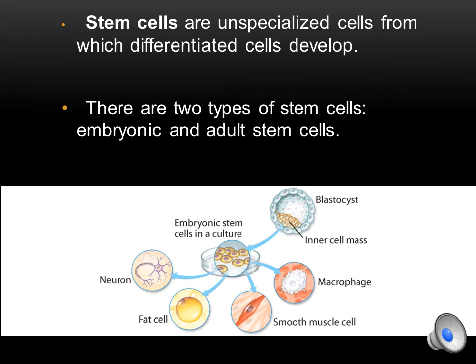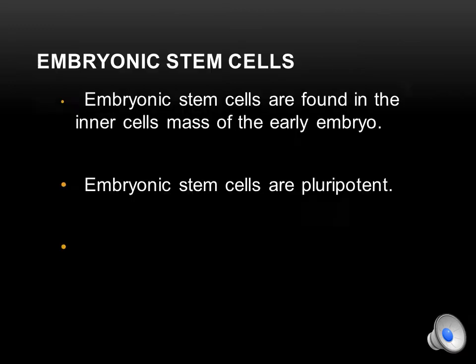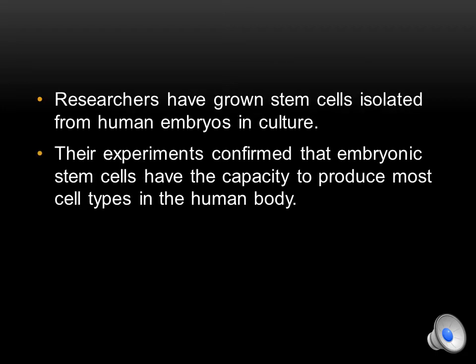So stem cells are unspecialized cells that develop into differentiated cells. You have two types of stem cells. You have adult stem cells, and then you have embryonic stem cells. Embryonic stem cells obviously are found in that inner cell mass of the early embryo, and they are considered pluripotent. Now, researchers have been able to grow human embryos in culture. We've talked about in vitro fertilization before. And these embryonic stem cells have the capacity to produce pretty much any type of cell in a human body.